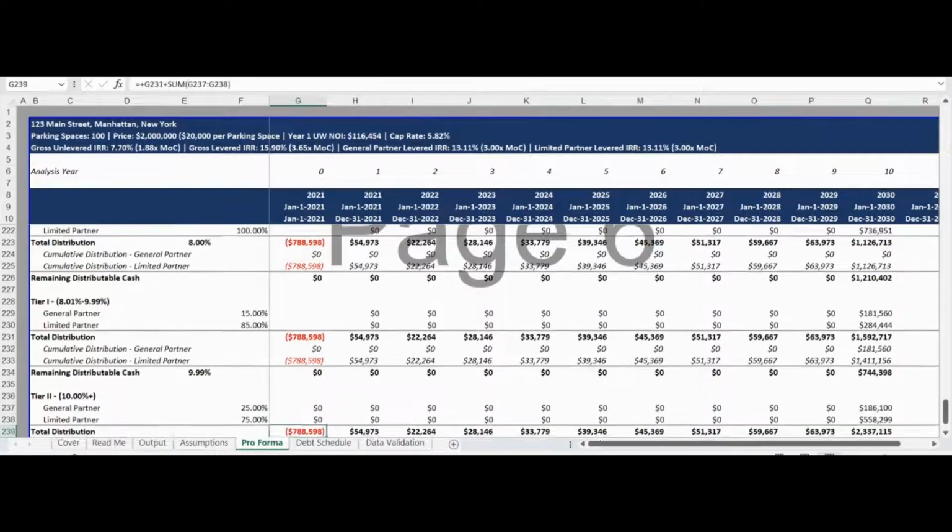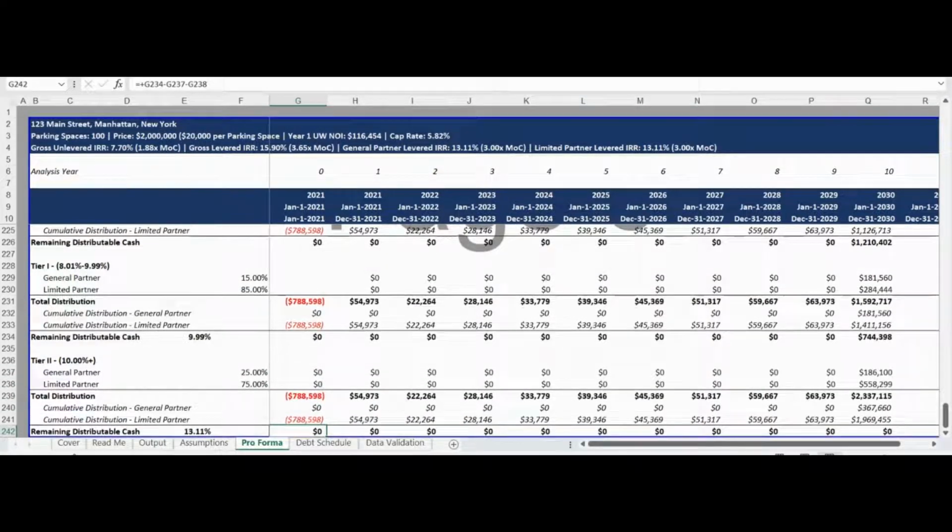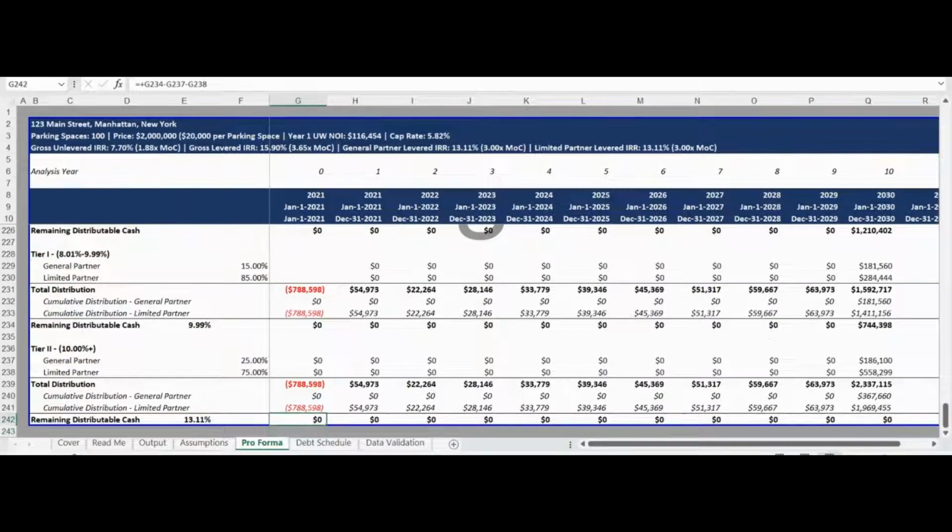The waterfall is pre-built to handle a two-tier promote structure. The preloaded case study example utilizes a first tier of 15% over 8% but less than 10% and a second tier of 25% of returns over 10%. All waterfall inputs, including the preferred return, hurdles, and promotes, are fully customizable to your specific use case.